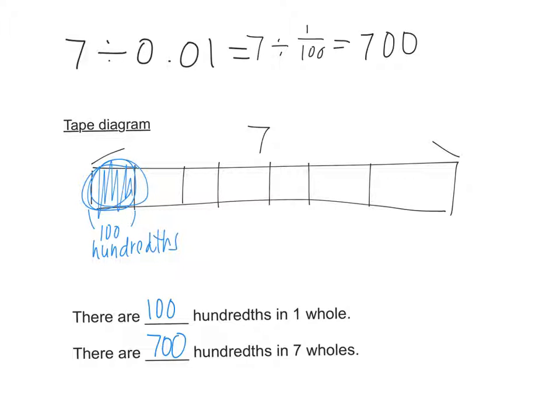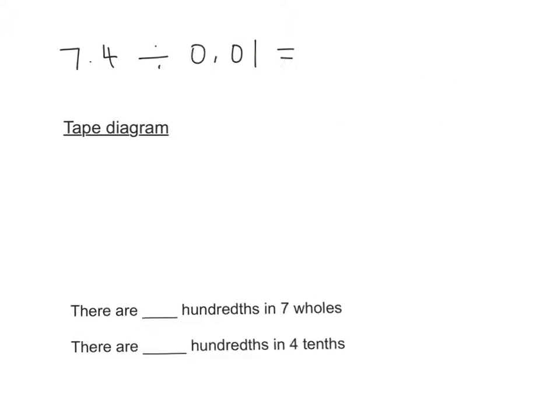Let's check our work by doing what we know about multiplying. When we do division with fractions, we multiply what by what? The whole, which is 7, by the reciprocal of the divisor, so 7 times 100 is? 700. When we check our answer, are we confident? Good.